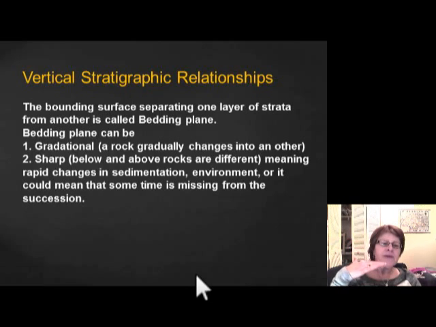The bedding plane can be gradational, which means one rock is gradually changing into another one, or it could be sharp. When it's sharp, that means the rocks below and above the bedding plane are different. It means a different environment. Something had to be changing, either it went into ocean from a continent. Sometimes it can mean a whole lot of time missing from the succession.